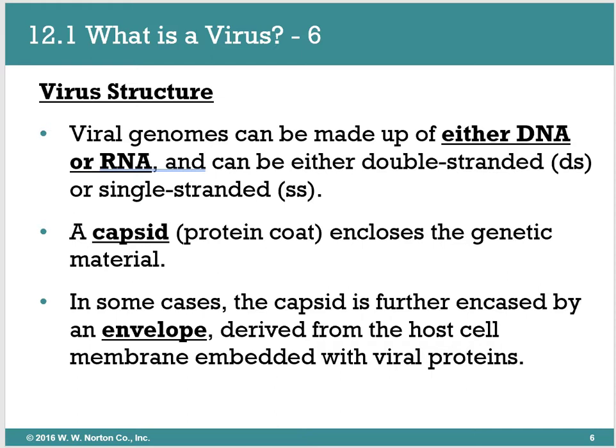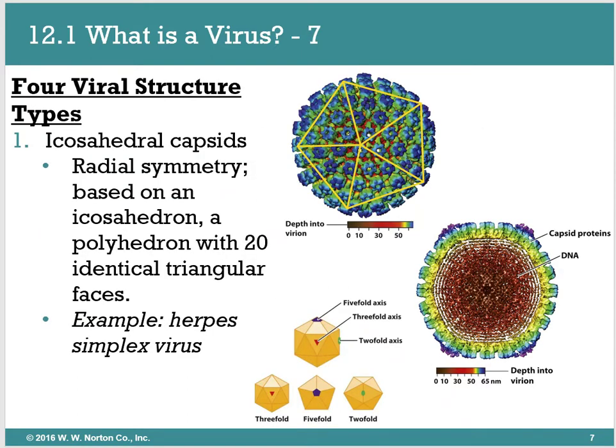So there are four main viral structures that I want you to be able to recognize, and the first one is icosahedral capsids. So they are perfectly symmetrical. They have 20 triangular faces, and an example of those is herpes simplex. There are some other ones such as polio. Those also are icosahedrals as well. But I'm more concerned about that it is perfectly symmetrical. It has 20 identical faces. An example of it is herpes simplex.